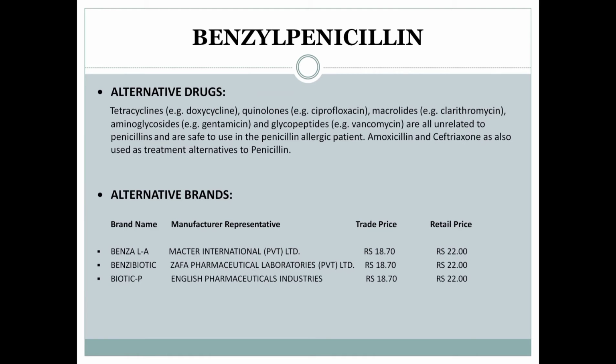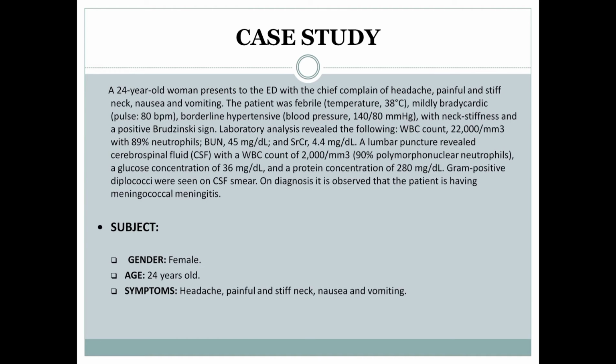Now we will discuss alternative drugs, which include tetracycline, quinolones, macrolides, aminoglycosides, and glycopeptides. These are all unrelated to penicillin and are safe to use in the penicillin allergic patient. Amoxicillin and ceftriaxone are also used as treatment alternatives to penicillin. Now we will discuss alternative brands, which are Benza, Benzybiotic, and Biotic P, and their trade price and retail price are the same. Now we will discuss a case study.